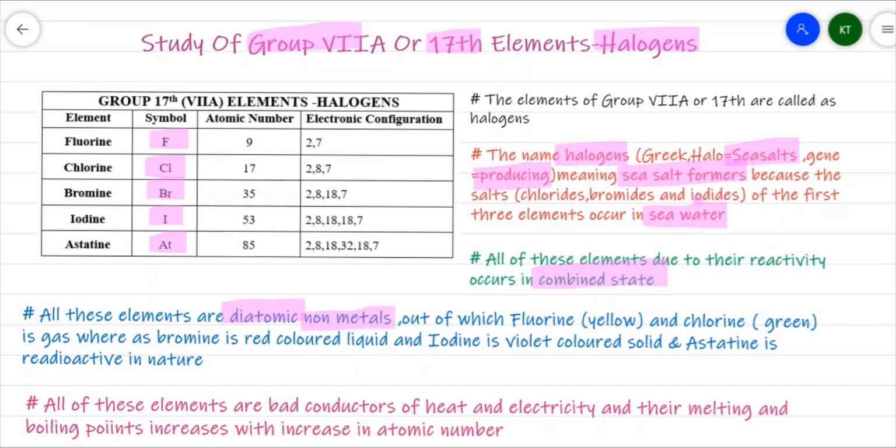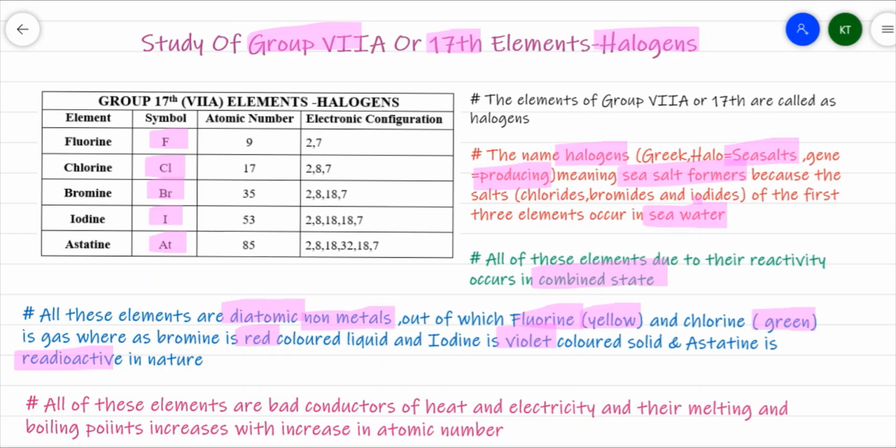Out of these, fluorine is a yellow color gas. Chlorine is a green color gas. Bromine is the only non-metal which is found in liquid state, and that is red in color. Iodine is a violet color crystalline solid possessing metallic luster. And astatine, as I previously described, is a radioactive element.